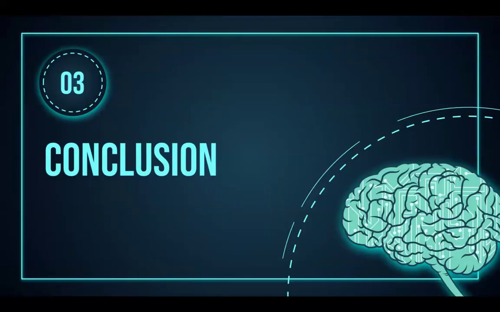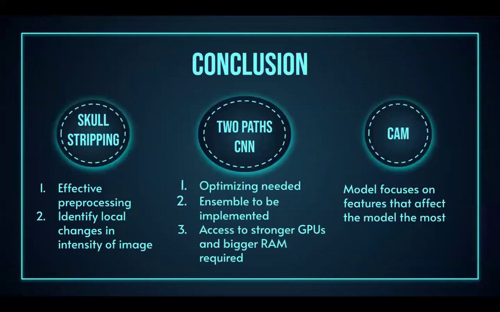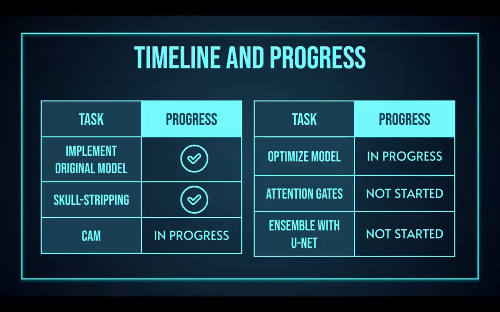And then for the conclusion, to conclude our project so far, we already did the skull stripping, which basically did effective pre-processing to identify the local changes in the intensity of the image. We did the two-path CNN model, and we optimized it when needed. And as we said, we need access to stronger GPUs and bigger RAM to be able to do the testing. And we already started implementing the CAM as well to focus on the places in the image or the features that affect the model the most.